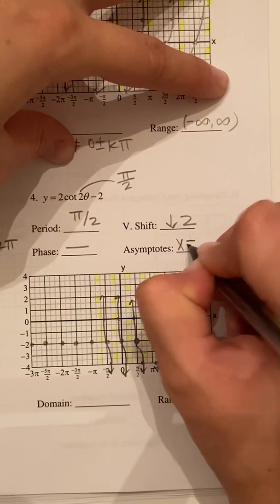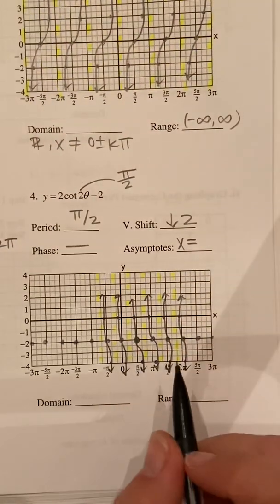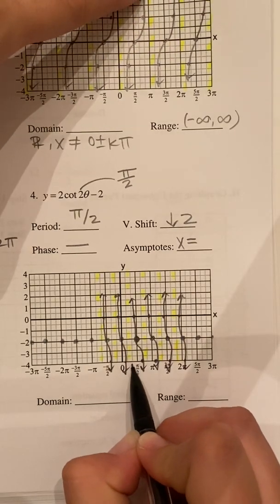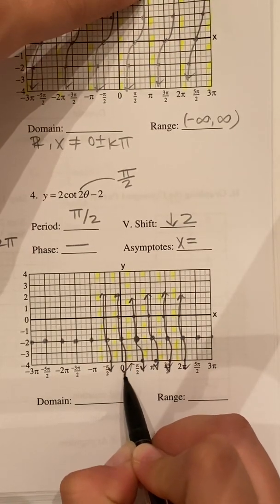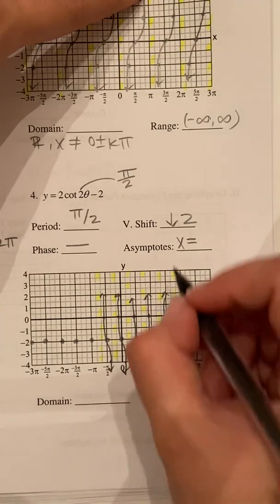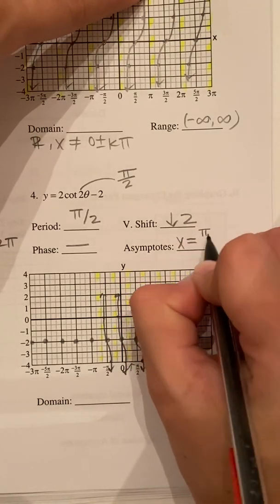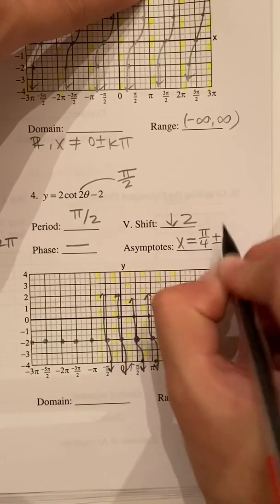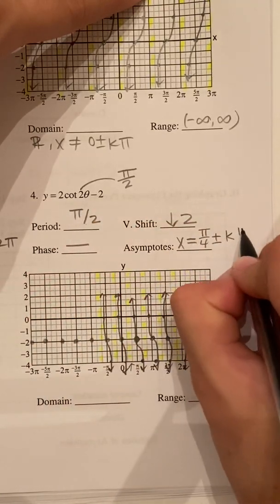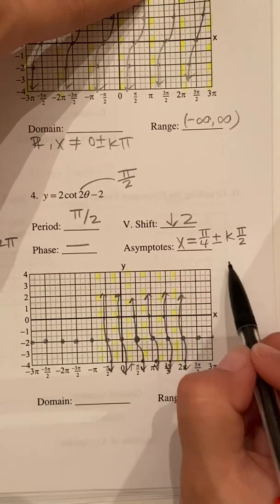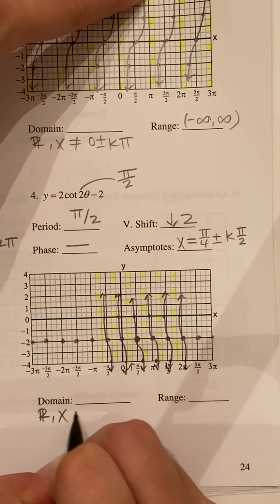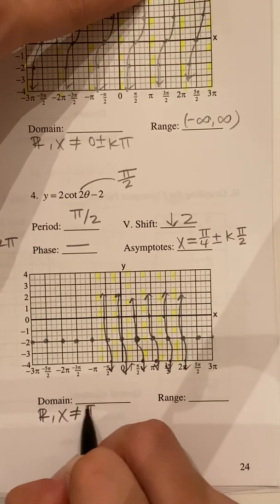So x equals, pick an asymptote. Oh, sis, it's not on a line. So I'm going to focus on this one right here. It's halfway between 0 and pi over 2. Well, what's half of a half? You're right, it's a fourth. Okay, and then it's the same as the period. So pi over 2. Now that we got this, we got domain. X doesn't equal.